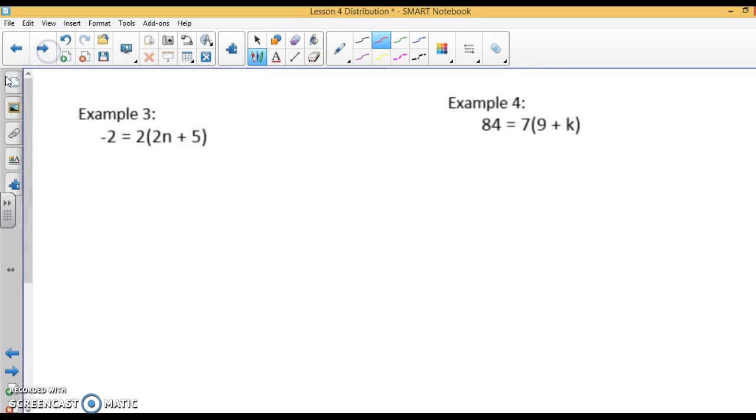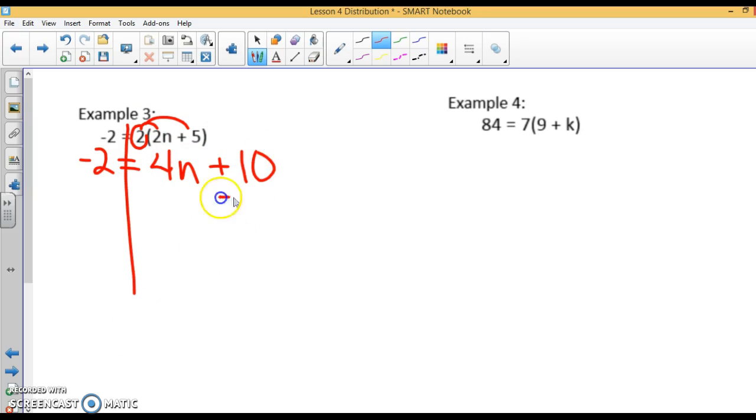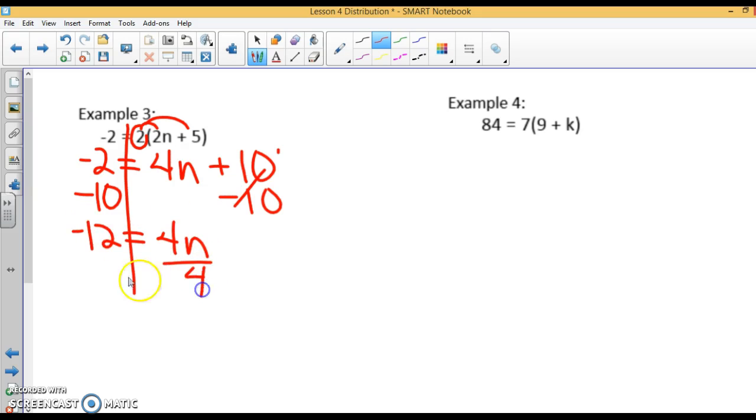If I look at my next example, example 3, I have negative 2 equals 2 times the quantity 2n plus 5. I'm going to split it up. I'm going to take my 2, distribute it inside. On this side, I'll have negative 2 equals 2 times 2n gives me 4n. 2 times 5 will give me plus 10. I can subtract 10 from both sides. I have negative 12 equals 4n. Divide by 4. And I'm left with negative 3 equals n.